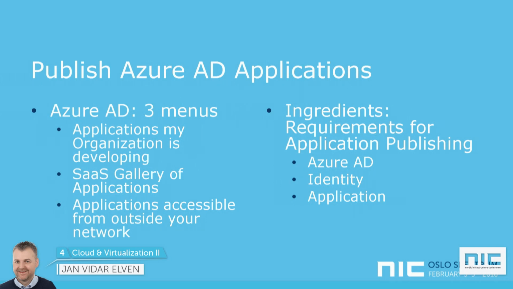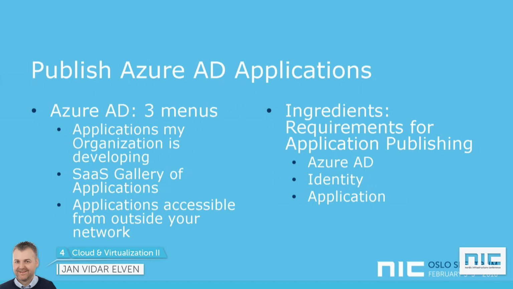There are more than 2,500 applications in the SaaS Gallery now, and some of them enable true single sign-on, and some enable password-based single sign-on. We will look into that as well. And the third option is to publish applications that you want to have accessible from outside your network. Think about proxy, reverse proxy. You publish applications that are normally only available internally, and you want users to have it accessible outside. Reverse proxy as a service, you can call it. We will also get into that.